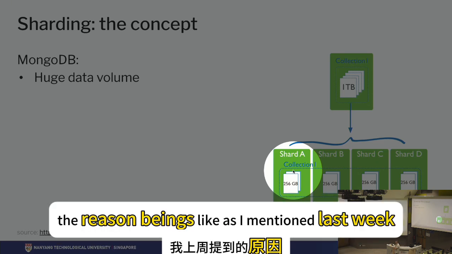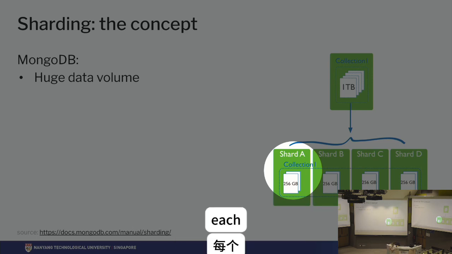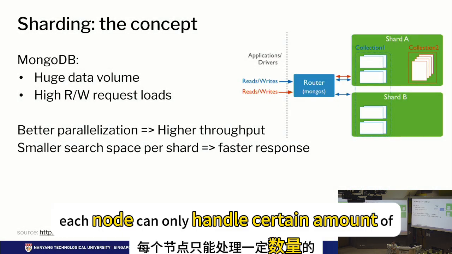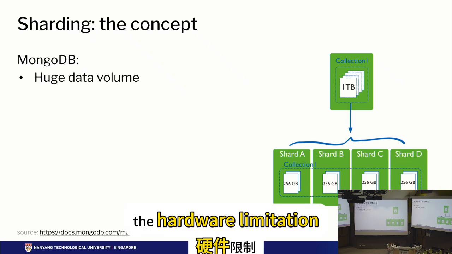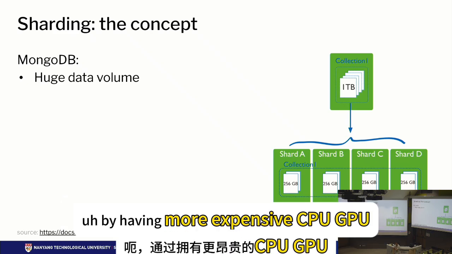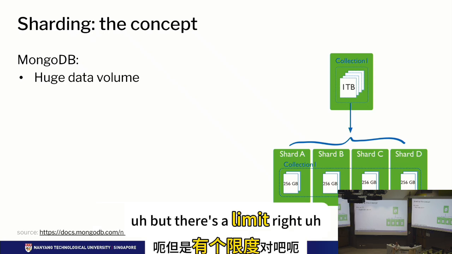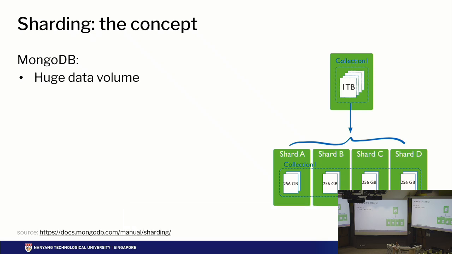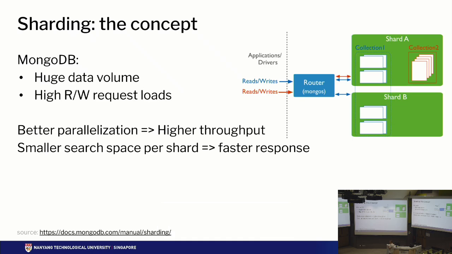The reason being, as I mentioned last session, is that each node can only handle a certain amount of transactions due to the hardware limitation. But definitely you can increase the hardware capability by having more expensive CPUs, GPUs, and bigger memories, but there's a limit, right? That's why MongoDB splits with sharding.